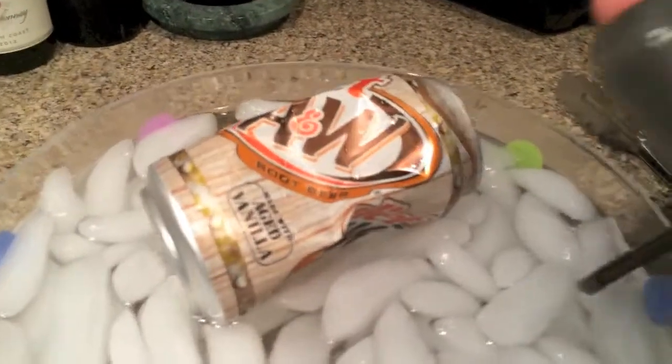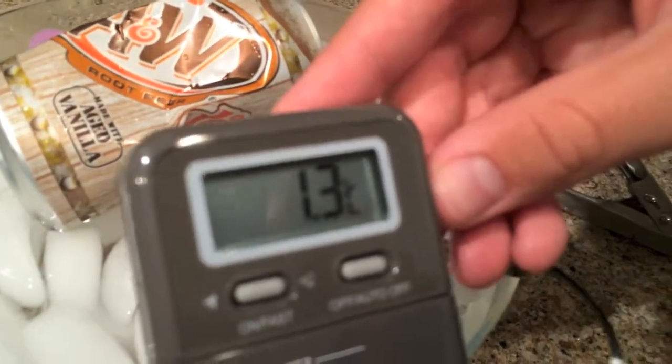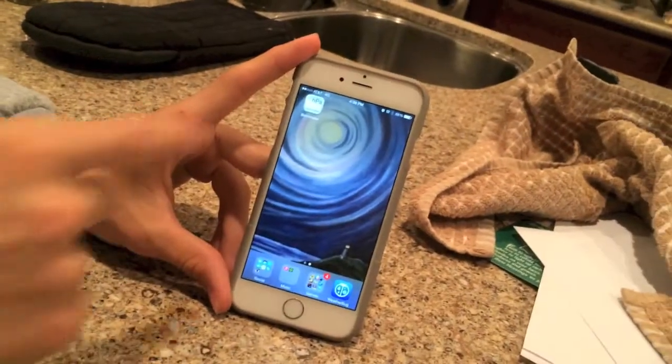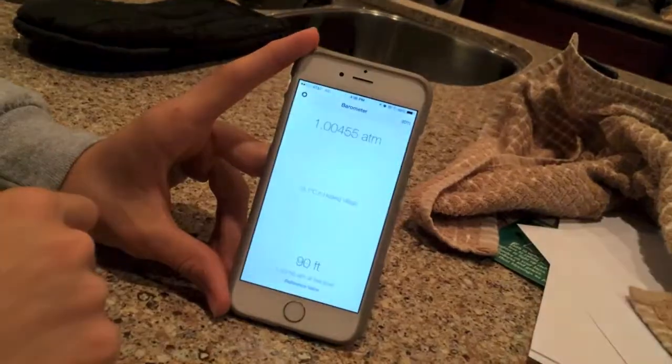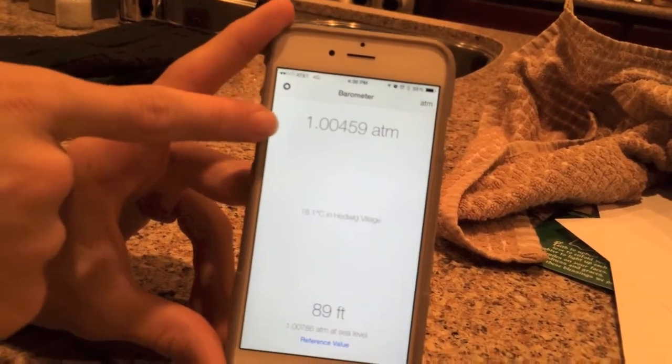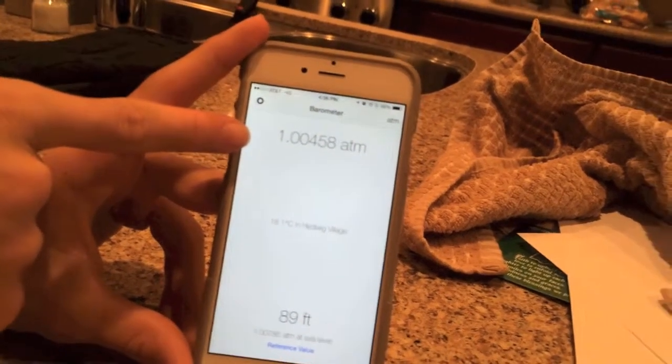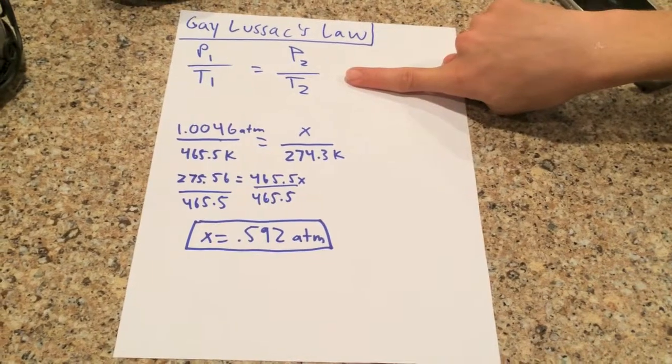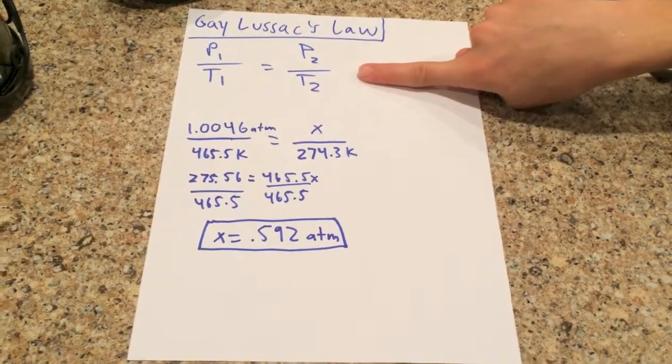we will look at the temperature of the ice water, and you can see that it's 1.3 degrees Celsius. We'll look at Ben's barometer, and we see that the pressure is 1.00459 atm. This experiment, we had the equation P1 over T1 equals P2 over T2.